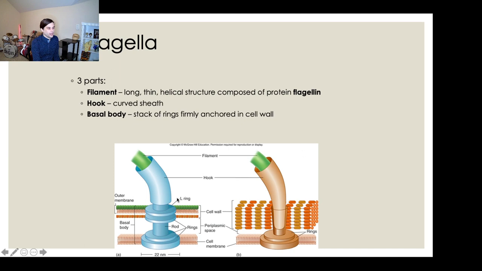Now, if you're a gram-positive organism, you have one set of basal bodies. And if you're a gram-negative organism, you have two sets of rings and one set of basal bodies. So one set of basal bodies, two sets of rings, one set basal body over here with one set of rings. And we'll talk about why this is different in just a second.